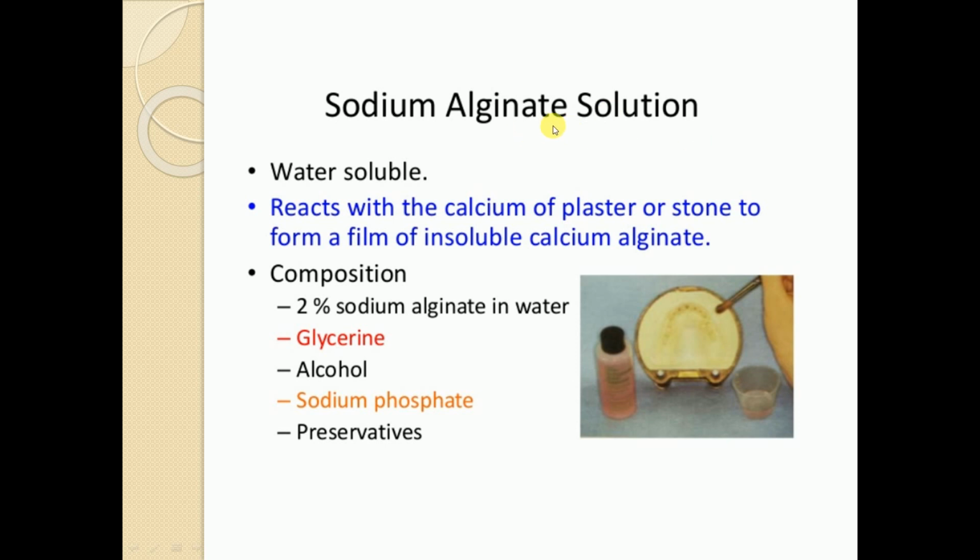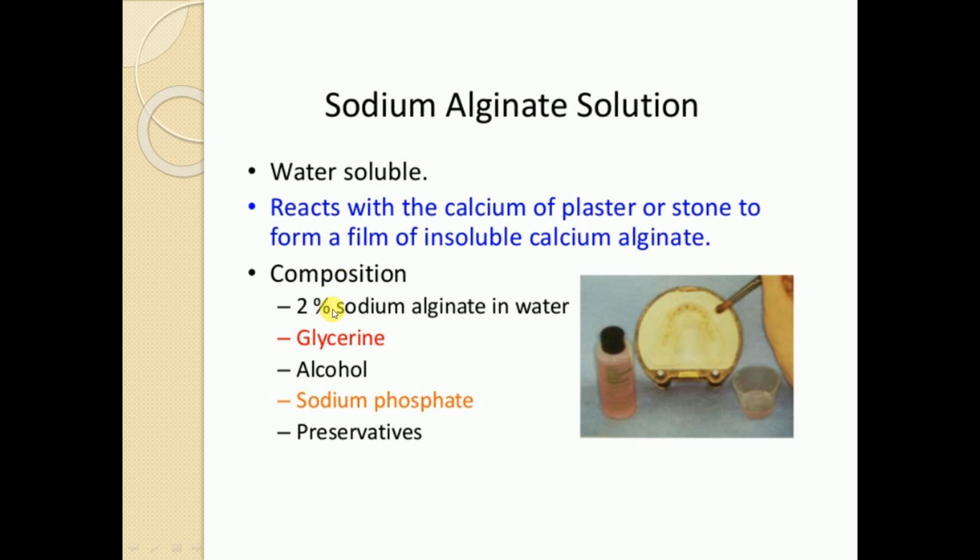Sodium alginate solution is a very important topic; you can expect a question from this topic also. Please listen carefully. Sodium alginate solution is water soluble. It reacts with the calcium of the plaster or the stone to form a film of insoluble calcium alginate. When sodium alginate reacts with the calcium of plaster, it forms calcium alginate.